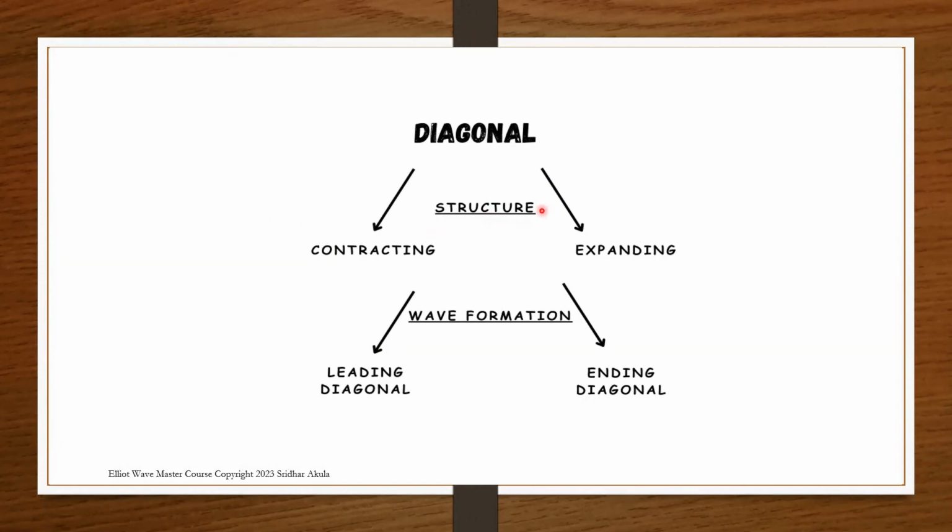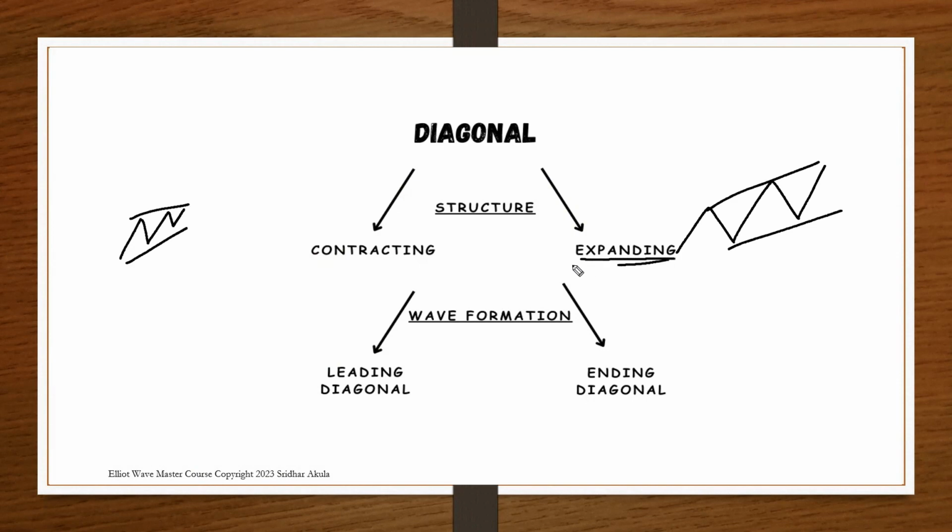Now, diagonals based on their structure can be classified into two: contracting diagonals like this, or expanding, right? Truth be told, in the expanding case, R.N. Elliott, the man himself, had no such expanding diagonal. Later on, Robert Prechter and his team at Elliott Wave International found a pattern repeating a lot of times, so they called it the expanding diagonal, right?